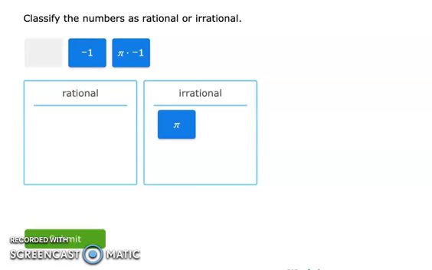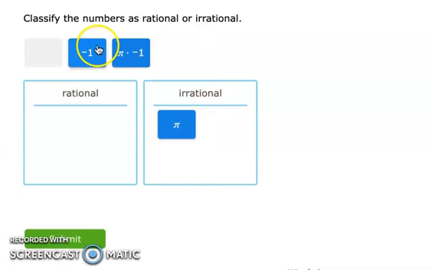That's why I put this number, which is the number pi, into the irrational numbers position. When calculated, it keeps going on forever without repeating and without terminating. So this is the number pi.